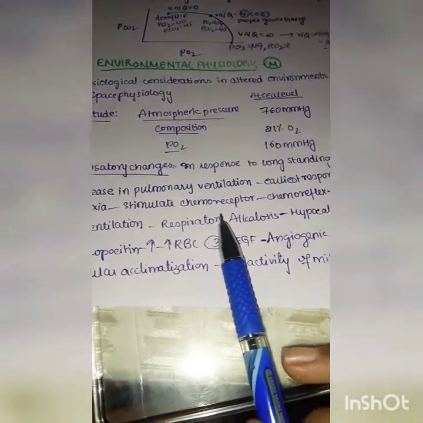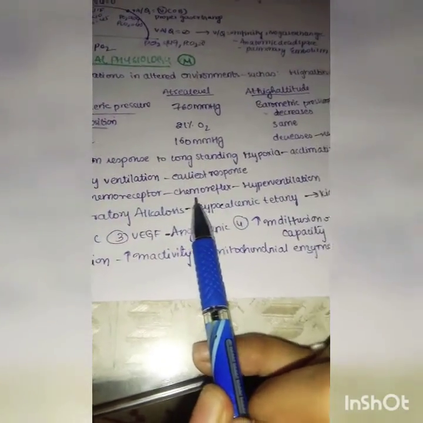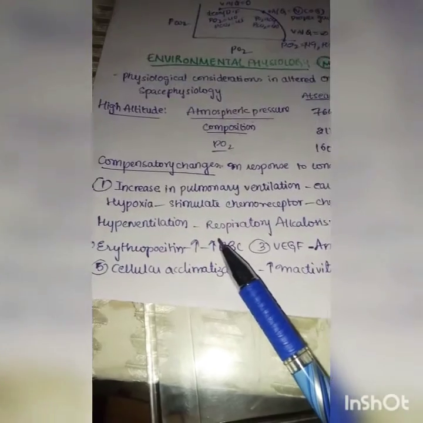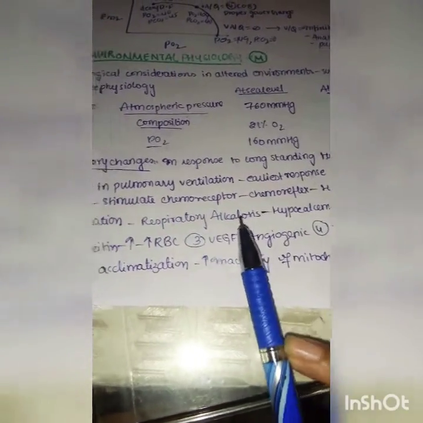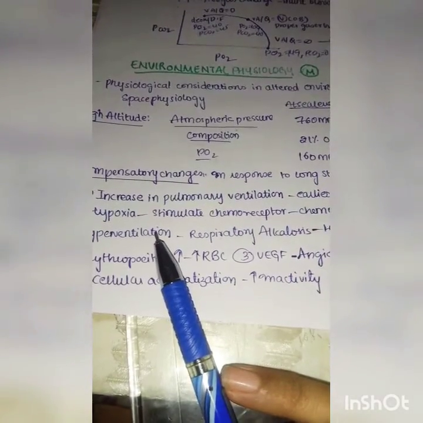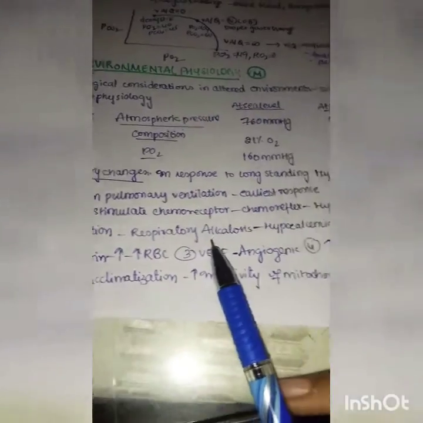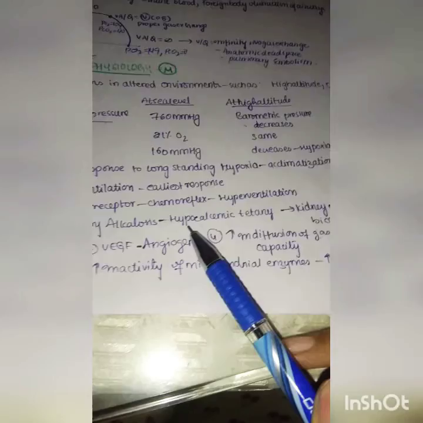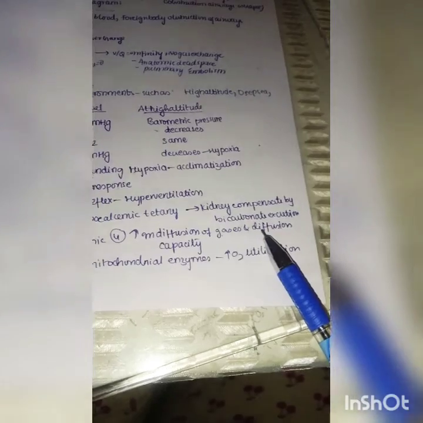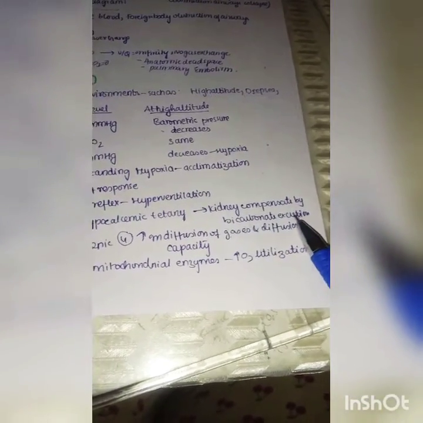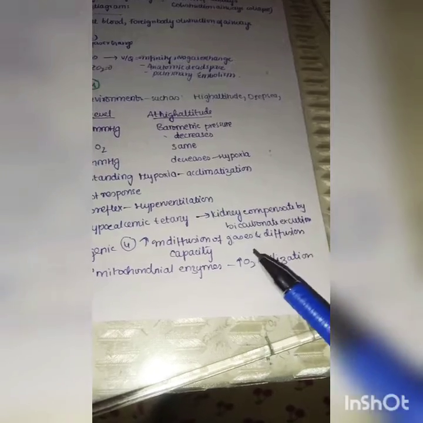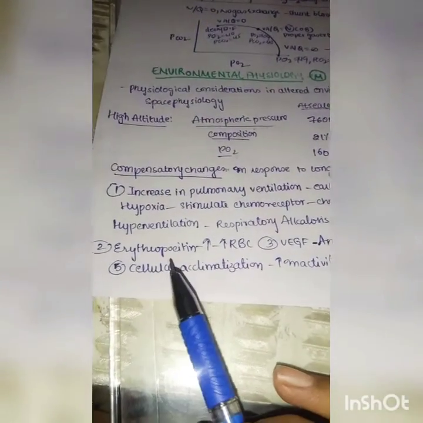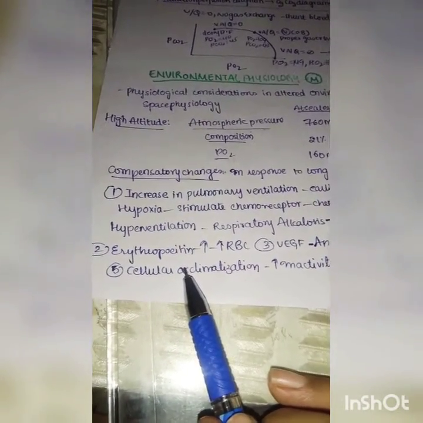Hypoxia mainly stimulates the chemoreceptor. This in turn gives the chemoreflex, which leads to hyperventilation. Whereas the hyperventilation leads to respiratory alkalosis, because in hyperventilation a lot of carbon dioxide is lost. As the carbon dioxide is lost, it is called respiratory alkalosis. Because of this there may be a chance of hypocalcemic tetany. To prevent this hypocalcemic tetany, normally the kidney tries to compensate by bicarbonate excretion. By removing bicarbonate from your body, the alkalosis may be lost, and again the body may come to normal.